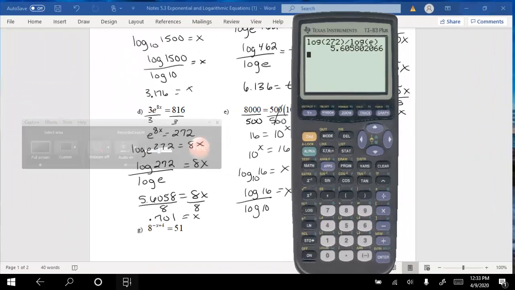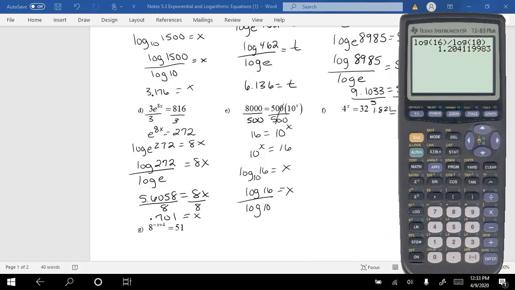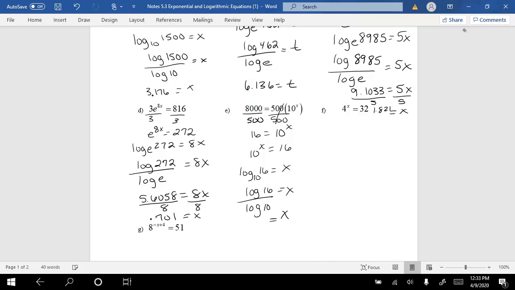So I'll put this into the calculator for you. So log of 16 divided by log of 10. So we get x equals 1.204.